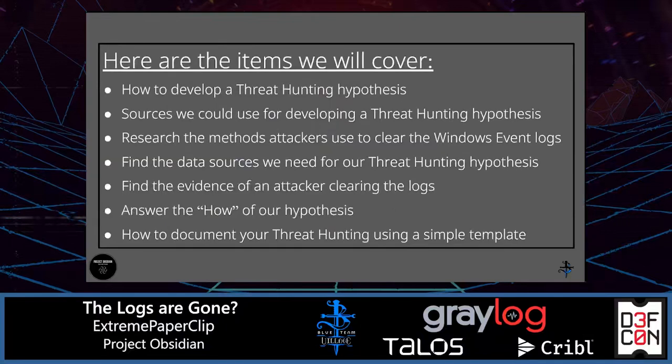Here are the things we're going to go over. We're going to go over how to develop a threat hunting hypothesis, sources we could use for developing a threat hunting hypothesis, research the methods attackers use to clear the Windows event logs. We're going to find data sources we need for our threat hunting hypothesis, and we'll find evidence of an attacker clearing the logs, and we'll answer the how of our hypothesis. And finally, we'll go over how to document your threat hunting using a simple template.